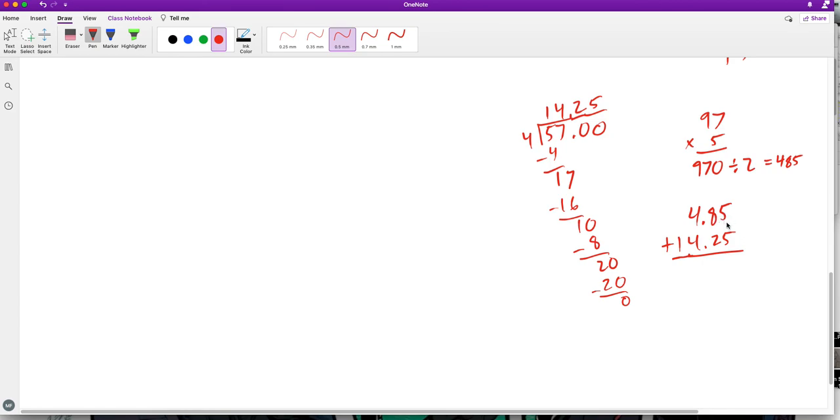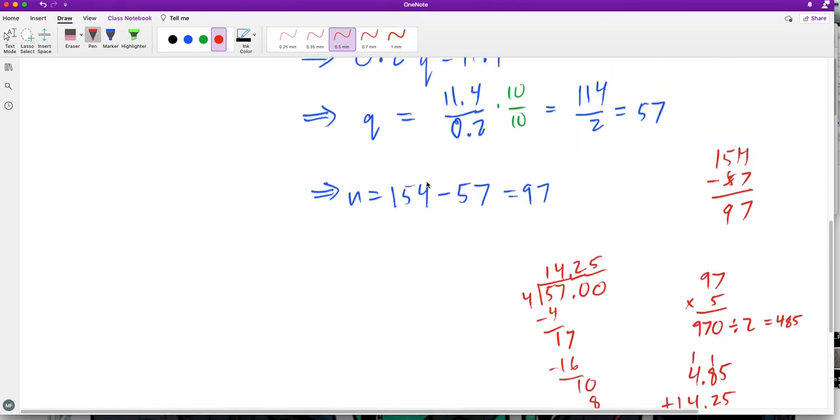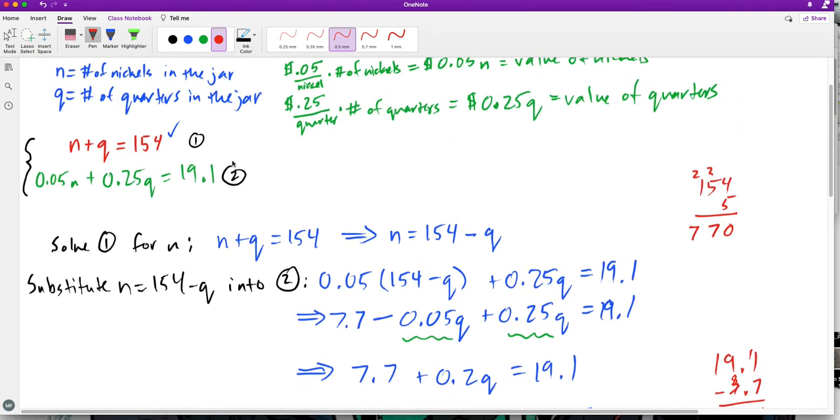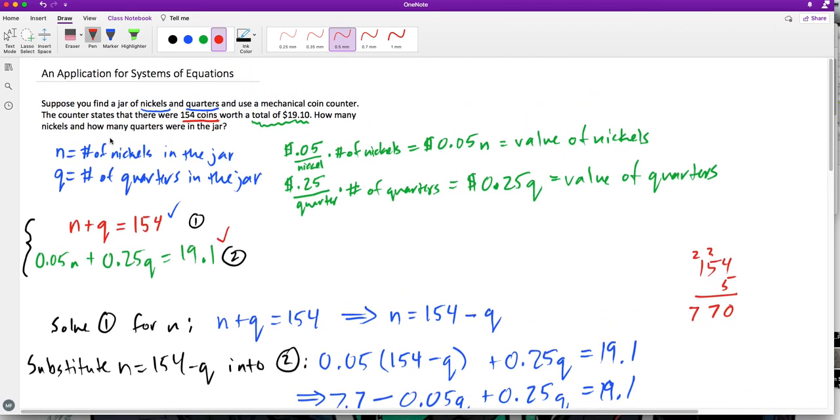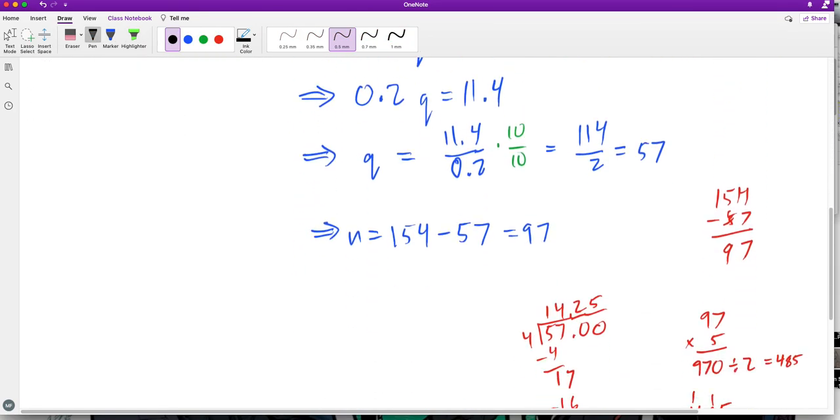But anyway, so we add these up, and sure enough, we get $19.10. So we can check that off. So we are happy with our solution. Now it just comes a time to answer the actual question in the problem. So the question was how many nickels and how many quarters were in the jar. So let's go ahead and write our final answer to that.